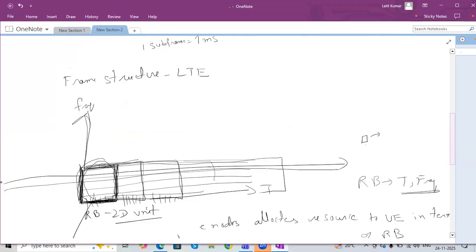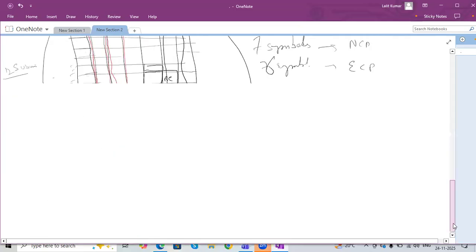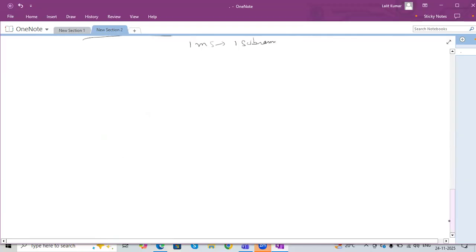Then another resource block will come here, with the same thing: symbols are seven only, but again 12 subcarriers. Here 12 subcarriers, here 12 subcarriers, here 12 subcarriers, until it reaches the maximum of 20 megahertz in that LTE band. You understood this point, no? Yeah, understood.